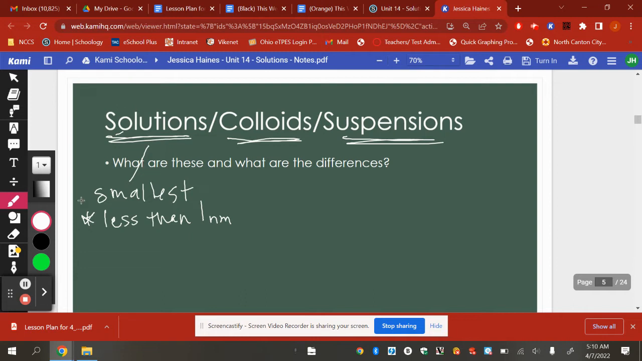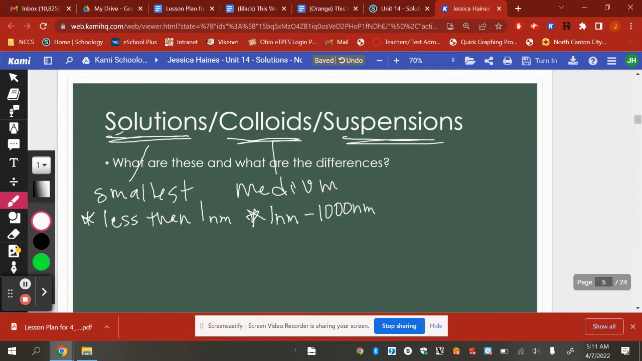So colloids are the in-between phase. They're not the smallest and they're not the largest solute particles. They're the medium-sized ones, right in between the solute size particles of solutions and suspensions. And they have particles that are, I'll put a star to separate it, 1 nanometer to 1,000 nanometers in size.